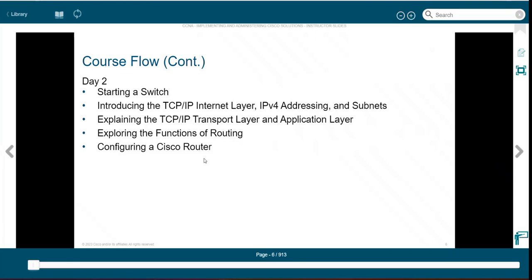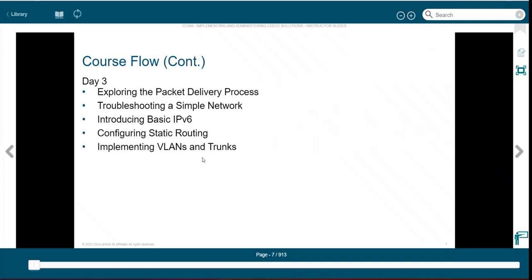Then configuring a Cisco router, in which you learn from scratch how to configure a Cisco router, from changing mode to going back to the different modes, backup, restore, and the basic configurations like IP addressing configurations, description, host names, and all on a Cisco router. That is on day two.